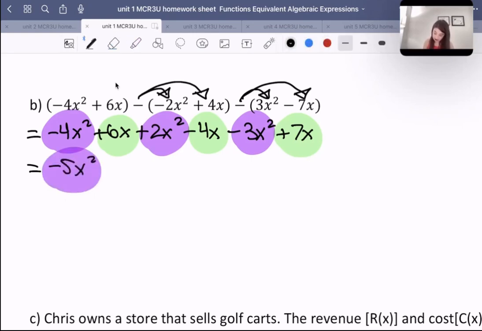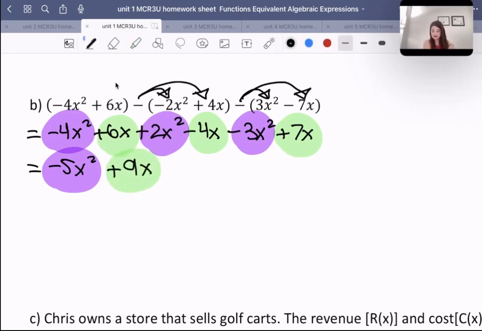And then for green, it's 6x minus 4x plus 7x. Well, let's see. That is going to overall be, I believe, plus 9x. So we'll put plus 9x there. And that's our result from our green terms.